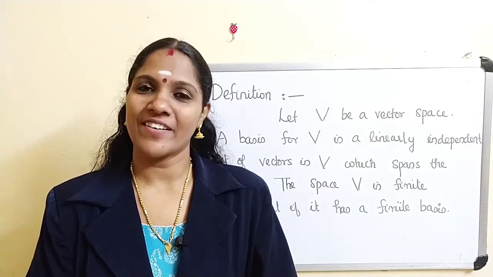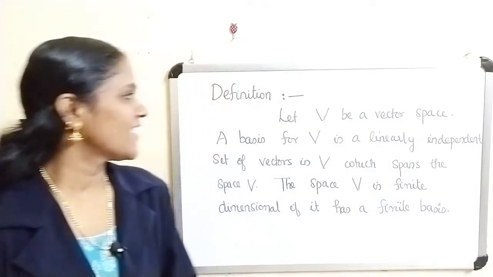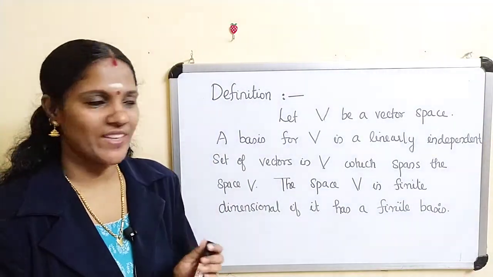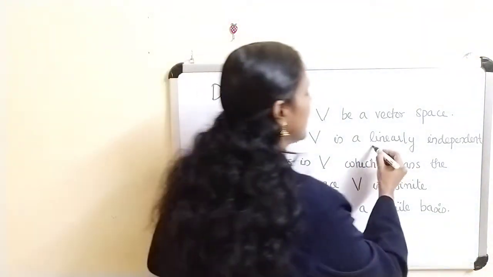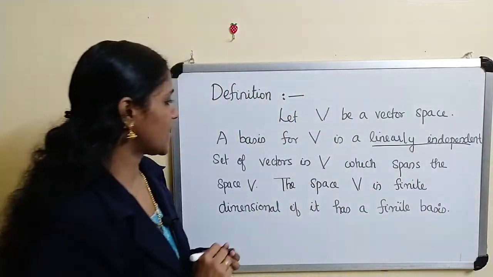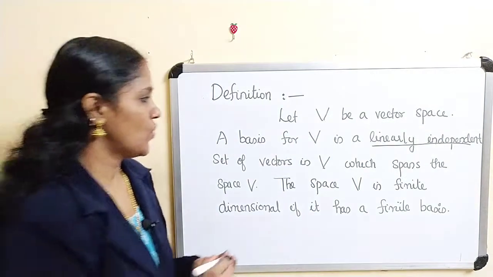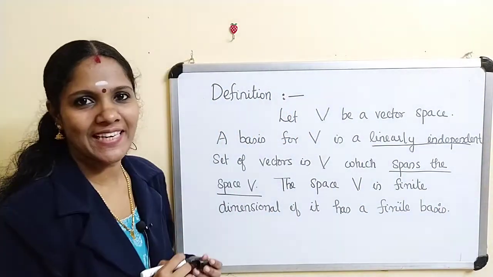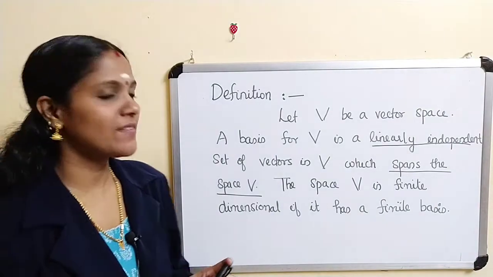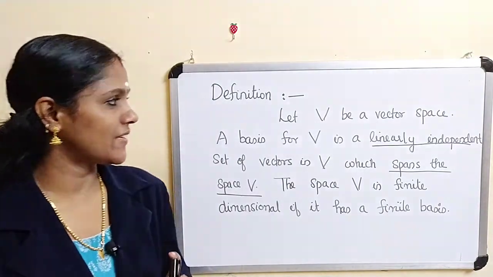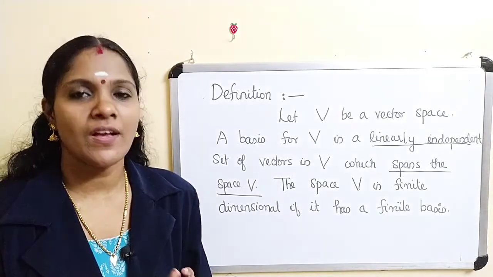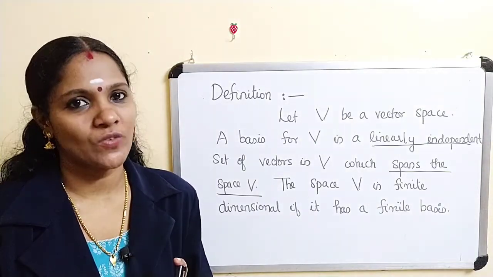Now moving to the definition of basis. Let V be a vector space. A basis for V is a linearly independent set of vectors in V which spans the space V.